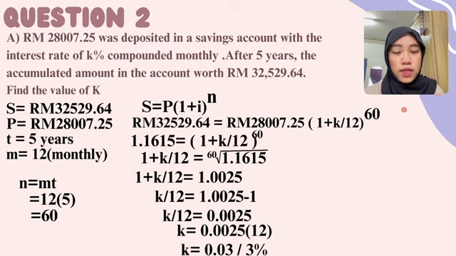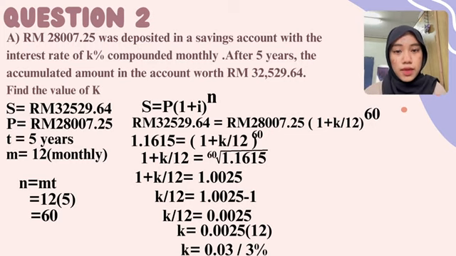N equals MT. M is 12 multiplied by T is 5, and you get 60. And S equals P times (1 plus I) to the power of N. S is 32,529 ringgit and 64 cents, equal to P, 2,807 ringgit and 25 cents, times (1 plus K over 12) to the power of 60. P you must move to the left hand side and you get 1.1615 equals (1 plus K over 12) to the power of 60.